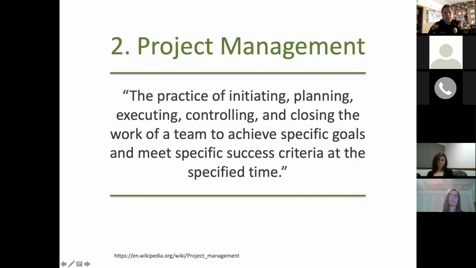I'm going to talk a little bit about project management. This is going to be super high level. You guys are already right into your projects and potentially have internal methods for managing projects. But it's sometimes easy to forget that a quality improvement project is a project, and it does need to be managed as any other does. And so project management here is, we talk about it being the practice of initiating, planning, executing, controlling, and closing the work of a team to achieve specific goals and meet specific success criteria at the specified time.